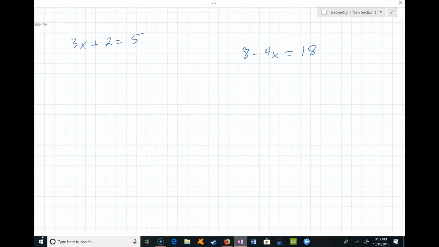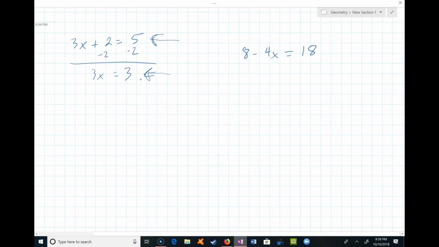So for example, here, 3x plus 2 equals 5. We know there's a series of properties of equalities that says if you perform the same operation to both sides of the equation, then the equation remains an equivalent equation. If I subtract 2 from both sides, I would get 3x is equal to 3. This equation is equivalent to that equation, which means the solution to this equation is the same as the solution to that equation. And this is an easier equation to solve.